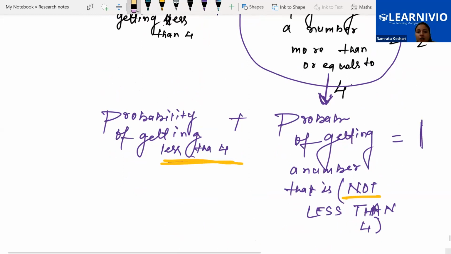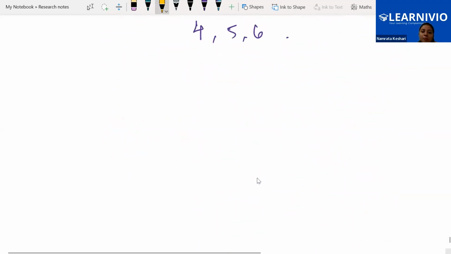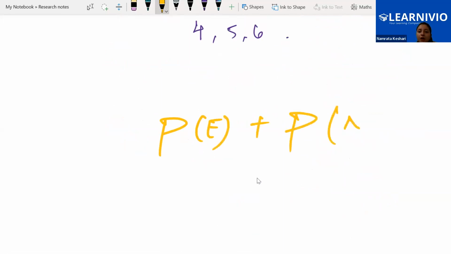These two are called complementary events. One is just the reverse of the other, and whenever we have complementary events, the probability of event E plus the probability of not E, where E can be anything, getting head, getting tail, plus not E, always the result will be 1. This is called complementary events. E and not E, when we add them, the result will always be 1. Okay. How will we use this concept?